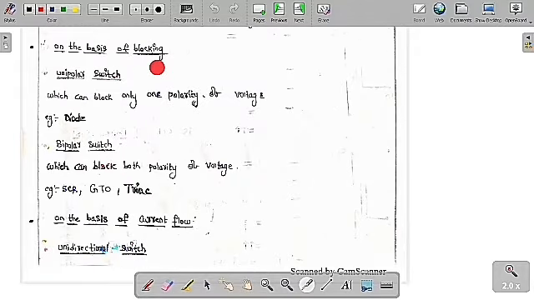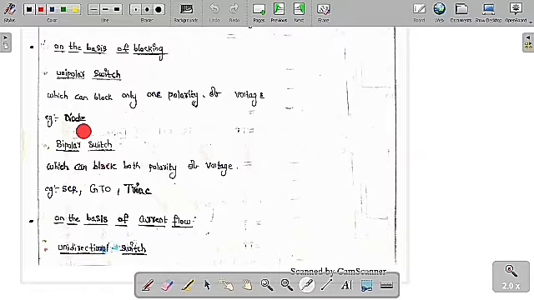On the basis of blocking. So now we are going to see the classification of switches on the basis of blocking. See, unipolar switch means a switch which can block only one polarity of voltage. Example, diode. That we are going to call a unipolar switch.